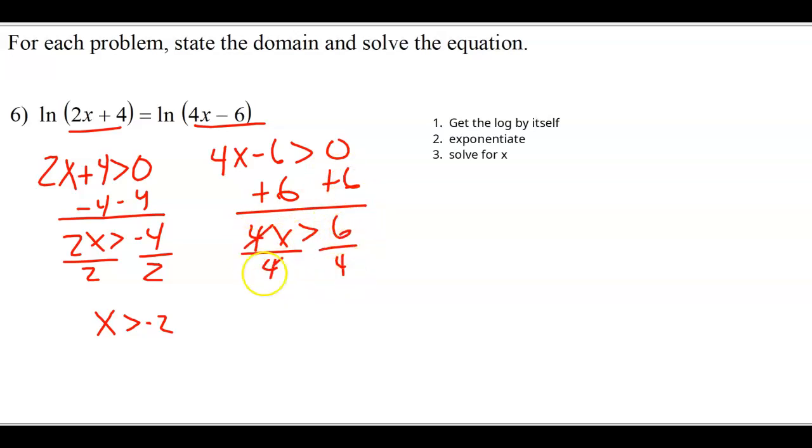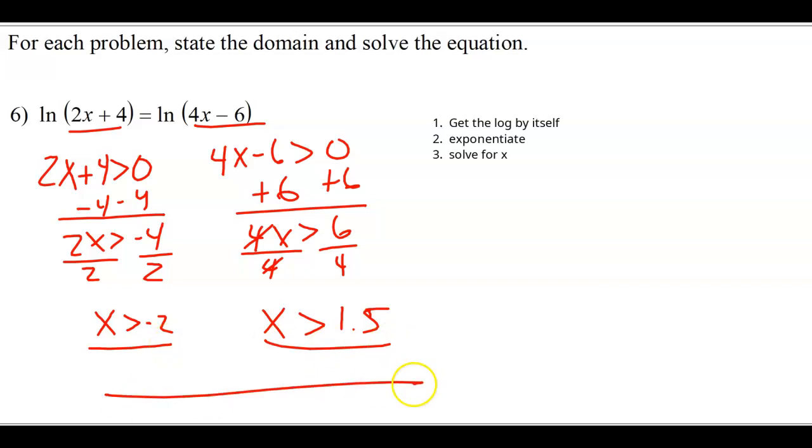And I'm going to go ahead and just use decimals because fractions are not very helpful here. So 4 goes into 6 once with 2 left over, so 2/4, which is 1.5. So there's that. So x needs to be greater than -2, and it also needs to be greater than 1.5.